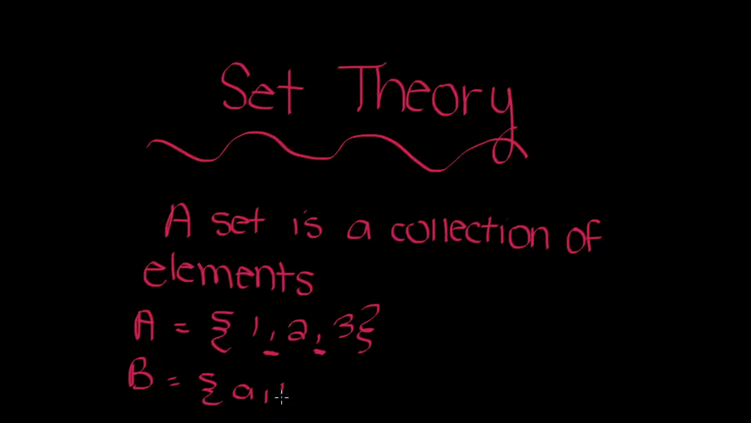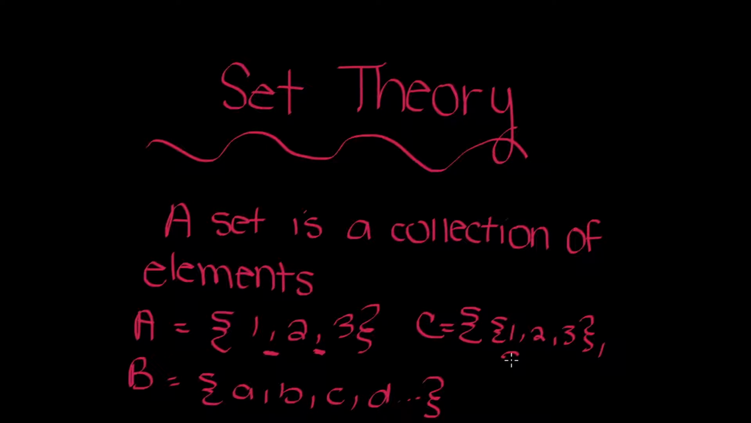You can have letters, anything you want, any objects you can think of. Sets can also have sets within them. So let's say set C has set 1, 2, 3, or set 1, 4, 5, whatever you want, really. And basically, that's just how you draw them. You could also have a set that looks something like this. It's just a different way of writing it.